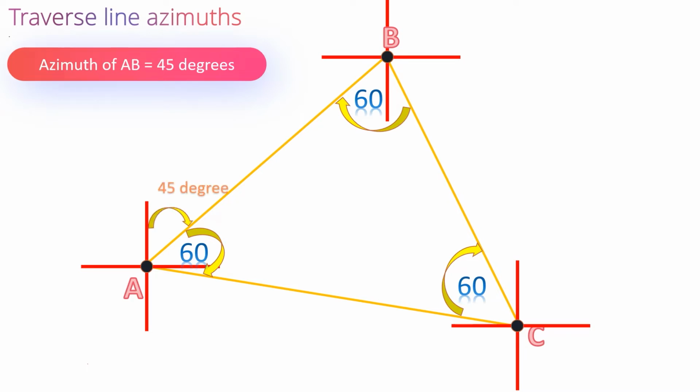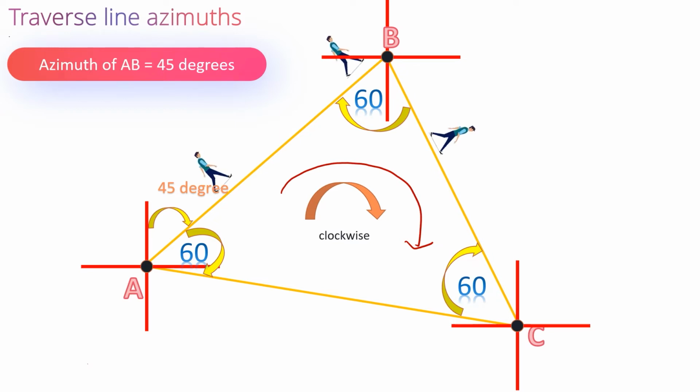So it is 45 degrees, and again I want you to go clockwise. If the azimuth of the line AB is provided to you, then you go clockwise like this. Basically you are walking from A to B, right? The azimuth of AB is 45 degrees. From A you'll reach point B. Then from point B you are walking towards point C, right? What dictates this walk is this direction, which is the azimuth of the line BC.